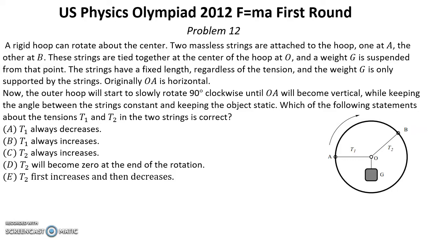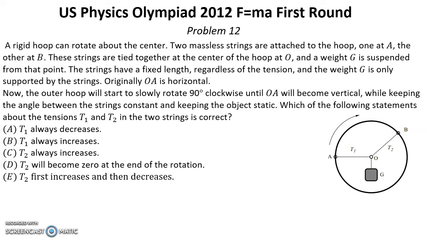A rigid hoop can rotate about the center. Two massless strings are attached to the hoop, one at A, the other at B. These strings are tied together at the center of the hoop at O, and the weight G is suspended from that point. The strings have a fixed length regardless of the tension, and the weight G is only supported by the strings. Originally OA is horizontal.